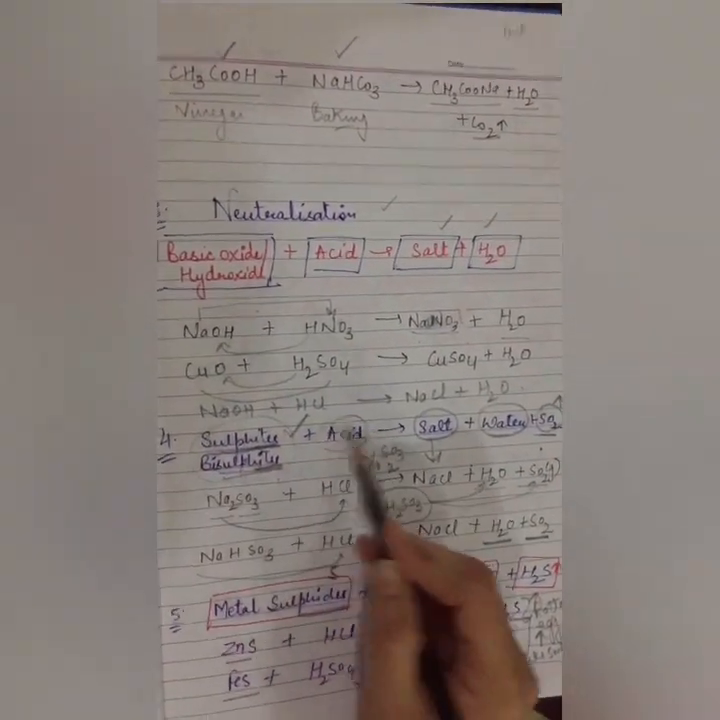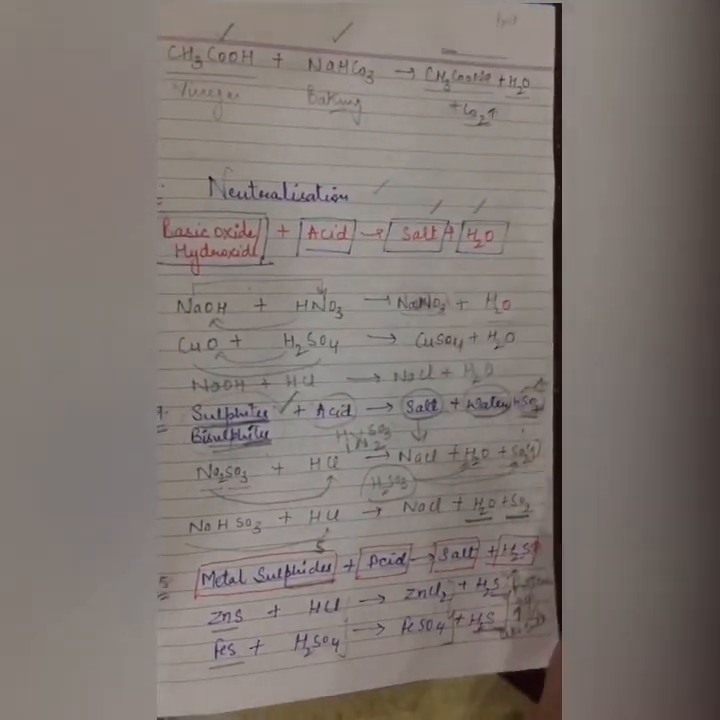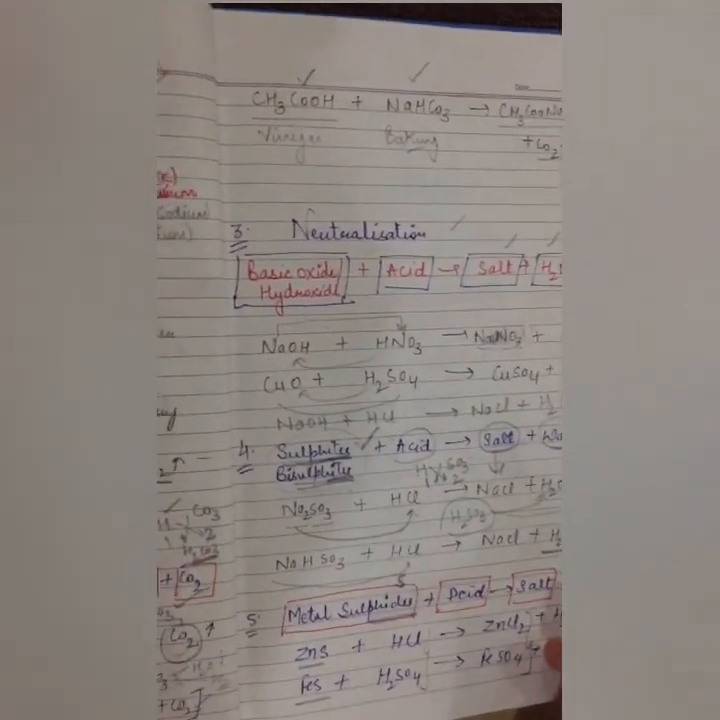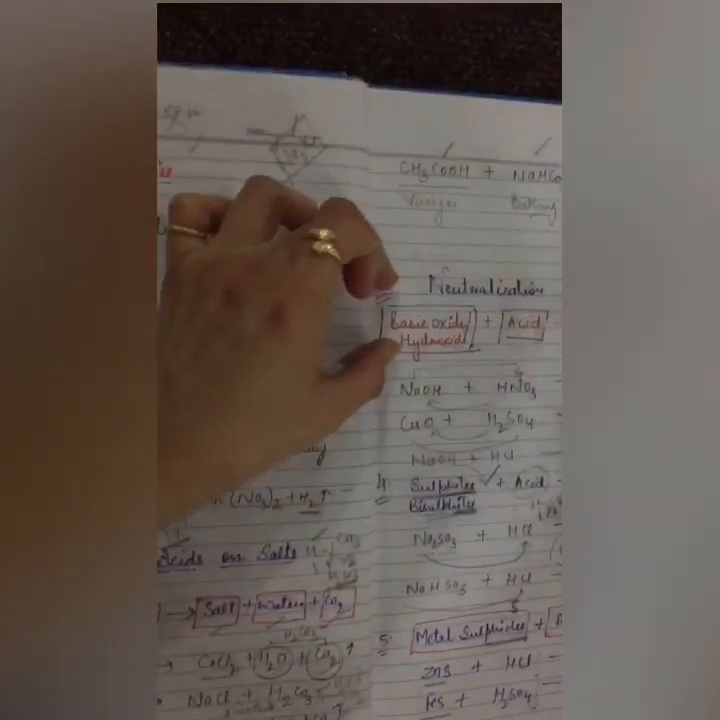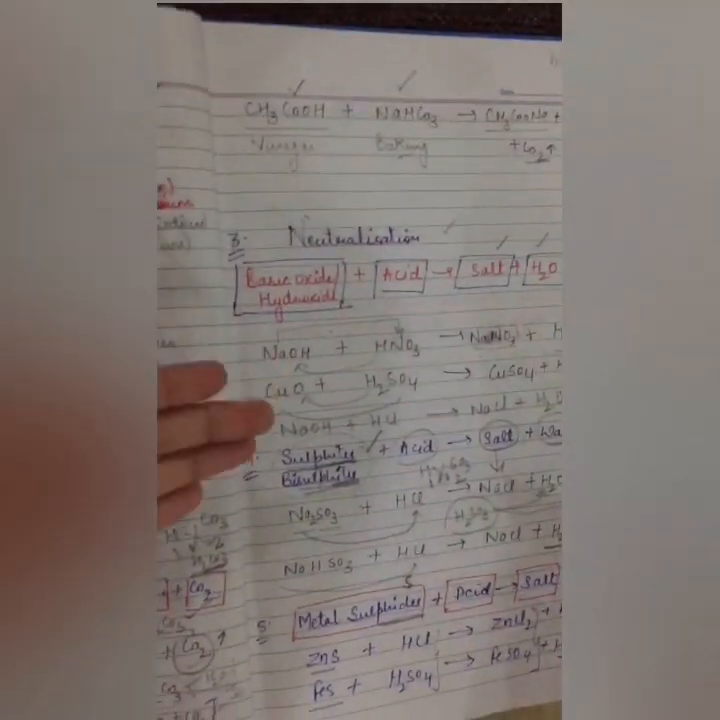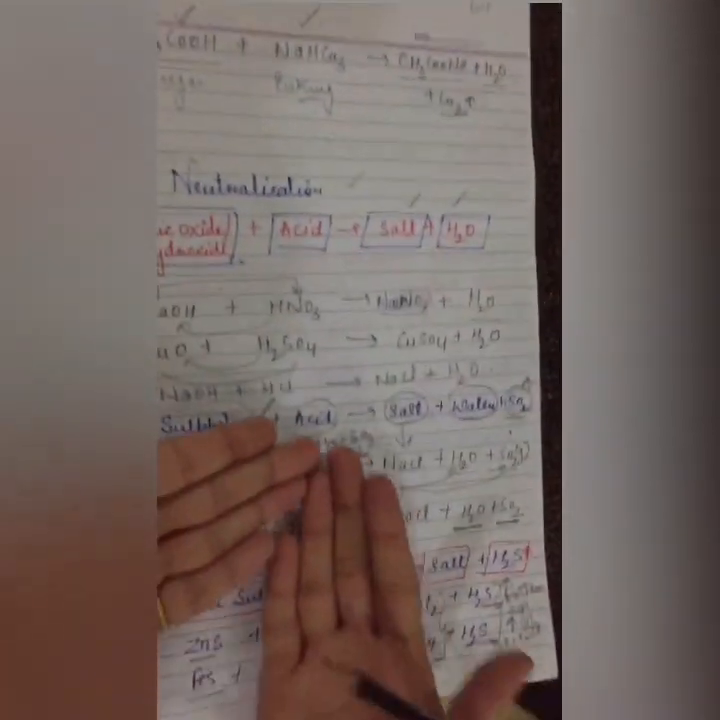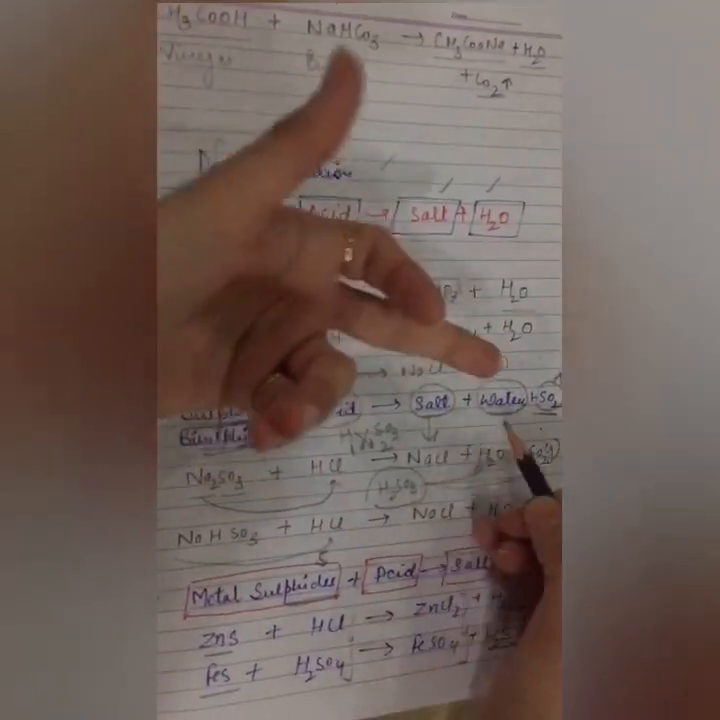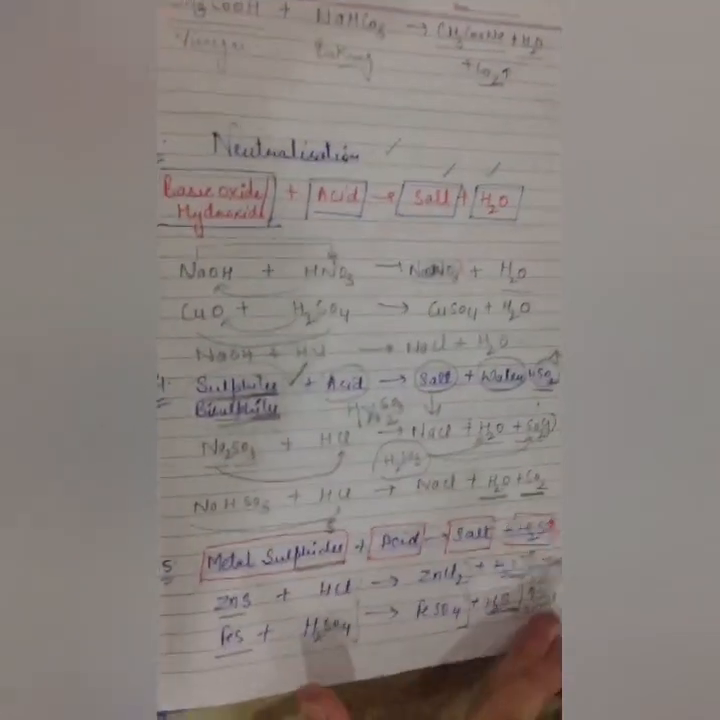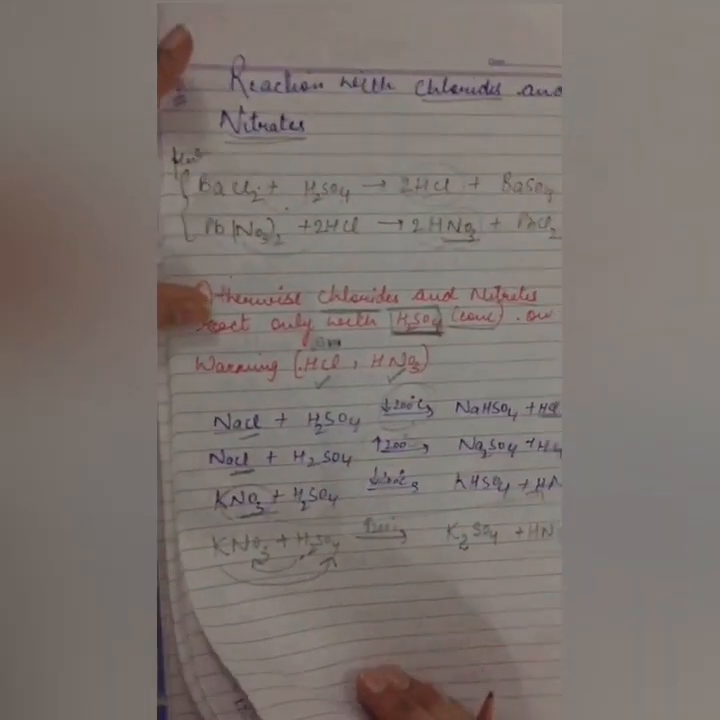When you learn these things, no reaction will be difficult for you. Okay, don't cram the things, just learn this upper part. Whenever a basic oxide and an acid react, they will form salt and water. Whenever metal sulfites and bisulfites react with acid, they will form salt, water and sulfur dioxide. Understand? So, the rest we will discuss in the next video.